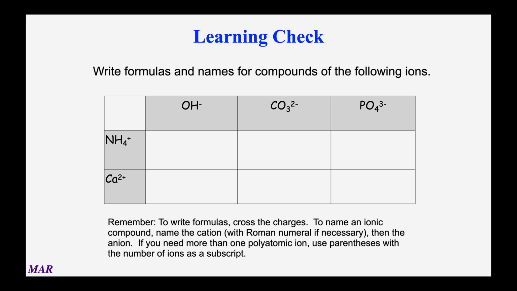Calcium is a +2. So when calcium and hydroxide come together, you're going to need 2 hydroxides. So you'd write that as Ca(OH)2. And that would be the way to show that you've got calcium hydroxide.